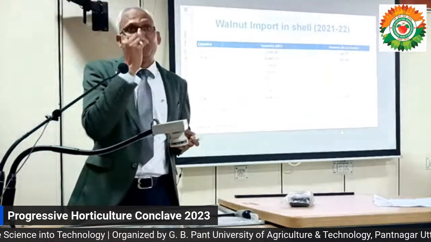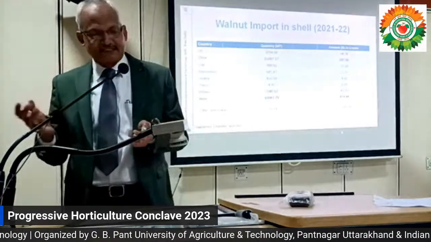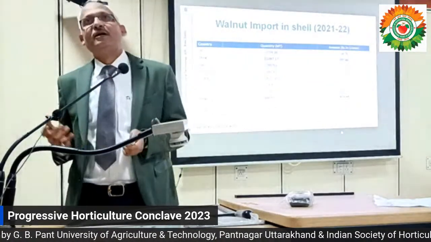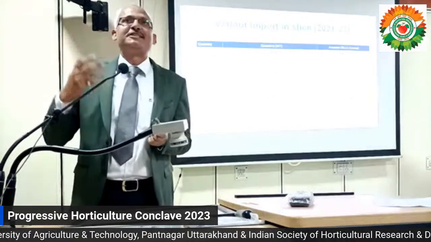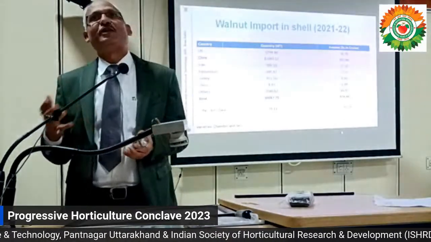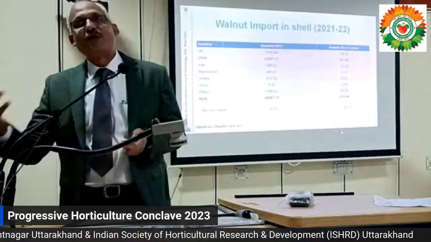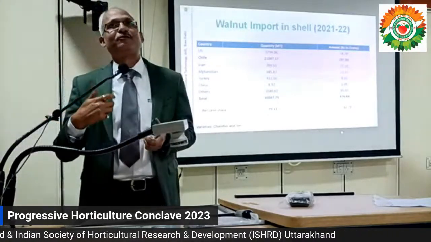Now, simultaneously, because I told you that our total production is 36,000 tons, our domestic demand is 60,000 tons. So we are not in a position to fill our own demand. That is why we are importing a huge amount of walnut from different countries.